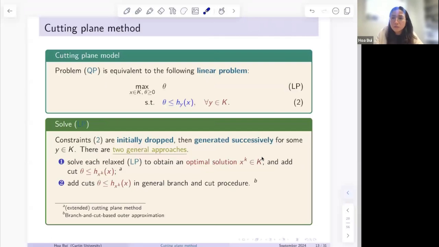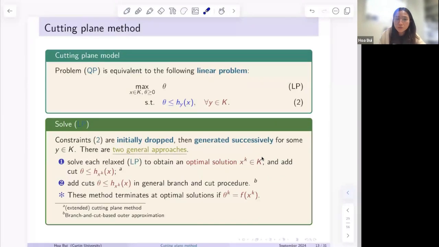Or the second approach is to think about the LP as a lazy constraint approach, where you know that there are a lot of constraints that are inactive. So we add cuts along the branch and cut procedure, like with a lazy constraint callback.